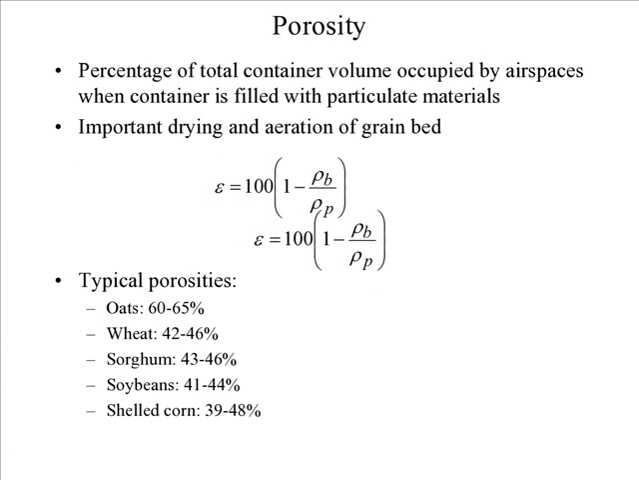Another important characteristic is porosity. Porosity is the percentage of total container volume occupied by air spaces when container is filled with particulate materials. This is very important when you're dealing with drying and aeration of a grain bed, and these are some of the equations from which you would actually calculate porosity, which you can imagine are related to both the bulk density as well as the particle density. Examples of total porosities are given below for oats, wheat, sorghum, soybean, and shelled corn.